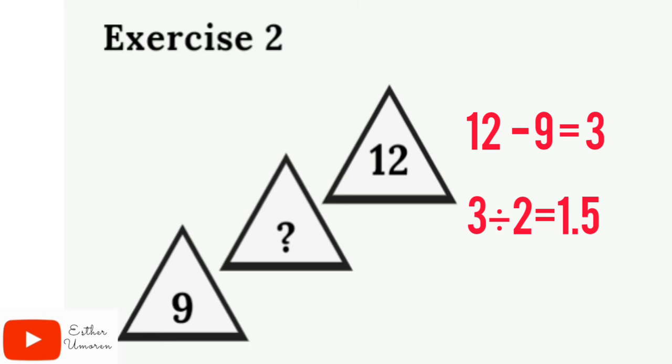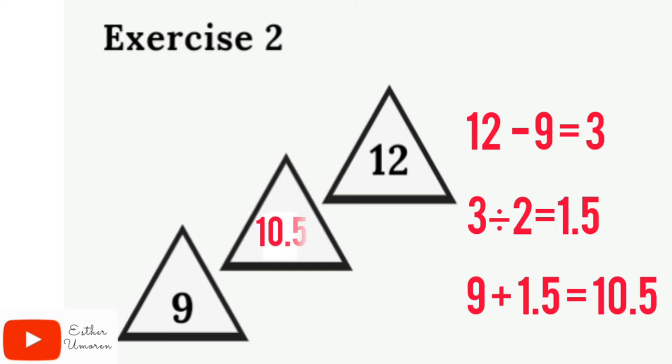So to have the number in the middle now, we will say 9 plus 1.5. This gives us 10.5 as the answer. All right, so we can boldly replace our question mark with 10.5. All right, now to exercise 3.